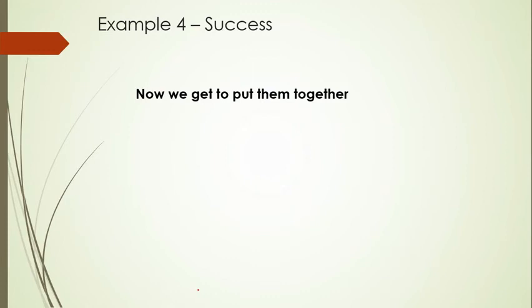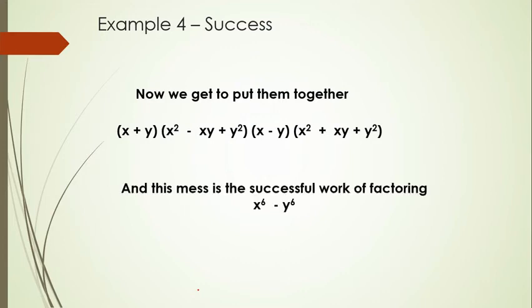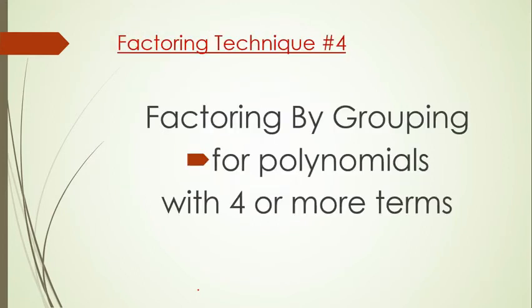Success. Now we're going to put these together. And that is what the simple x to the 6 minus y to the 6 turns into when you factor it out. Now we're going to do factoring by grouping for polynomials with 4 or more terms.